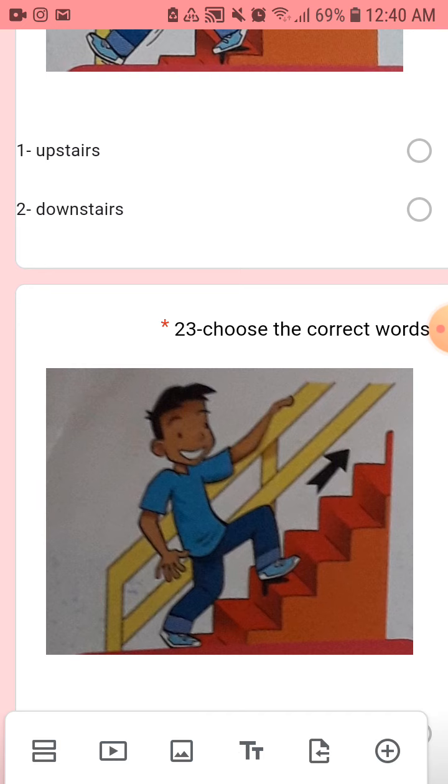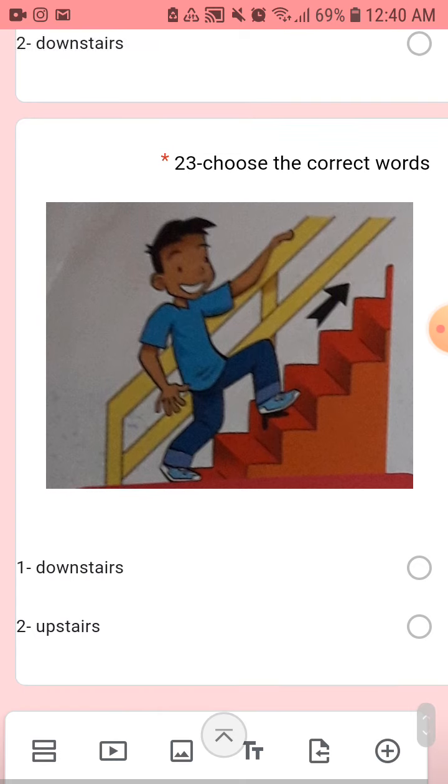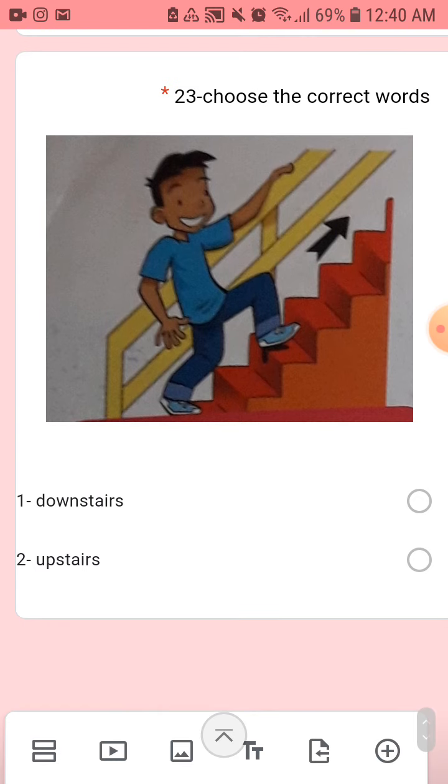Question 23. Choose the correct word, please. This boy is going. Number 1 downstairs, number 2 upstairs.